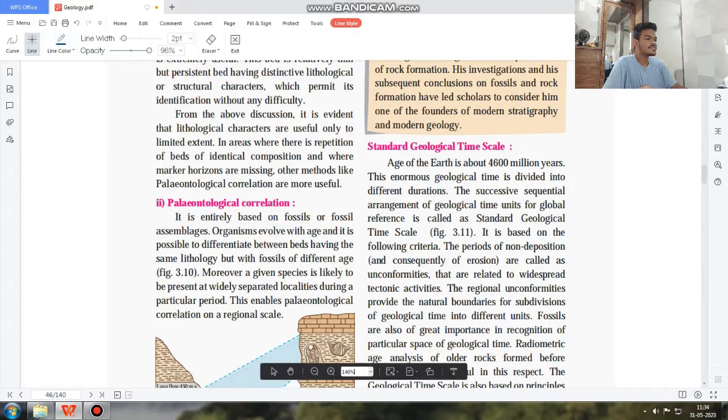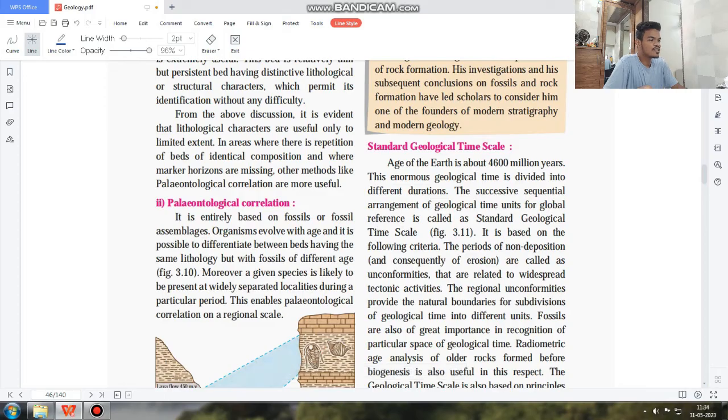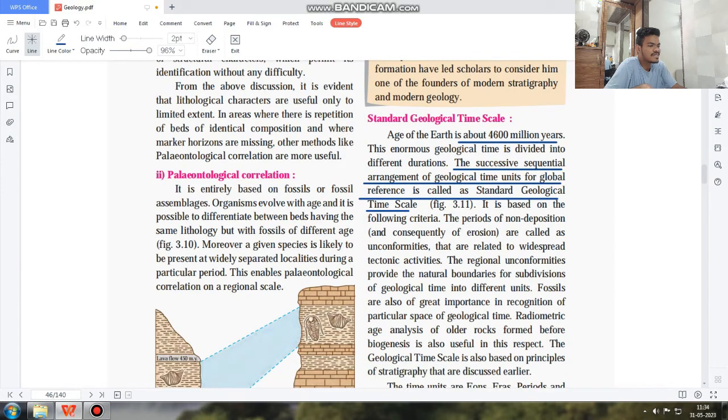The geological time scale is divided into different durations. So what is the standard geological time scale? This is important. The successive sequential arrangement of geological time units for global reference, not only for a particular part but applicable everywhere, is called the standard geological time scale. It is based on the following criteria: periods of non-deposition called unconformities, regional unconformities as natural boundaries, fossils which are of great importance, and radiometric analysis.